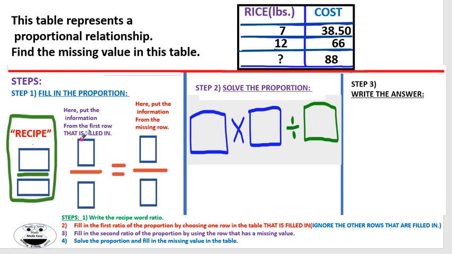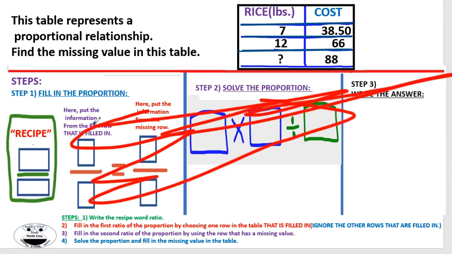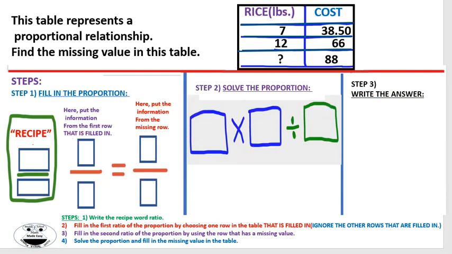So first we're going to start with our recipe. We're going to ignore everything else and just focus on the recipe. Now, with our word problem, sometimes it's harder to figure out what to put in the recipe. But here with the table, you're just going to take the 2 titles of the table, and in this example, it's rice or pounds and cost. So those are the 2 things we're going to put in our recipe.